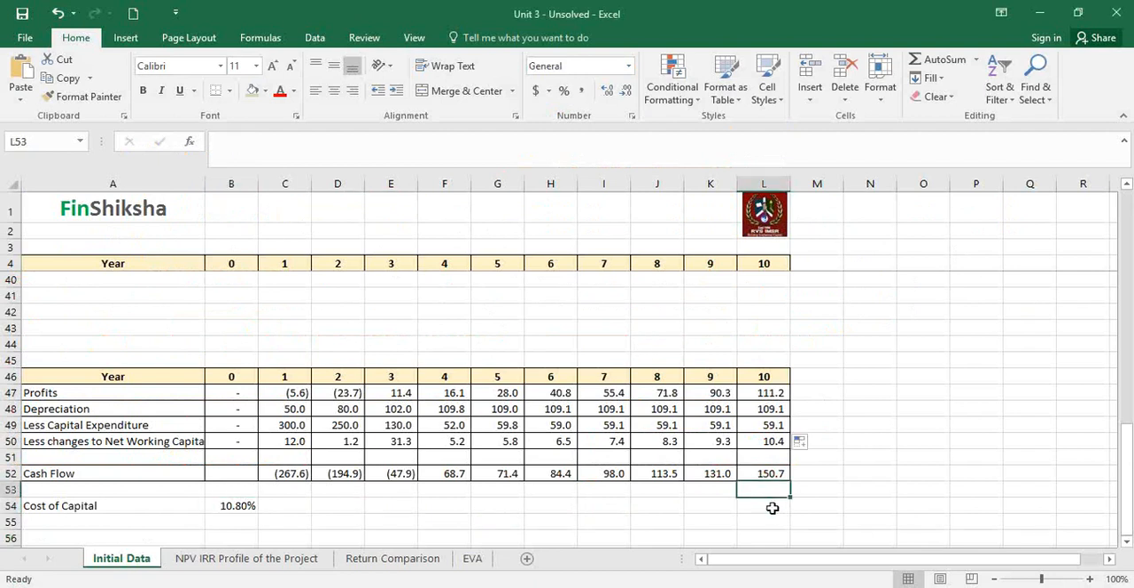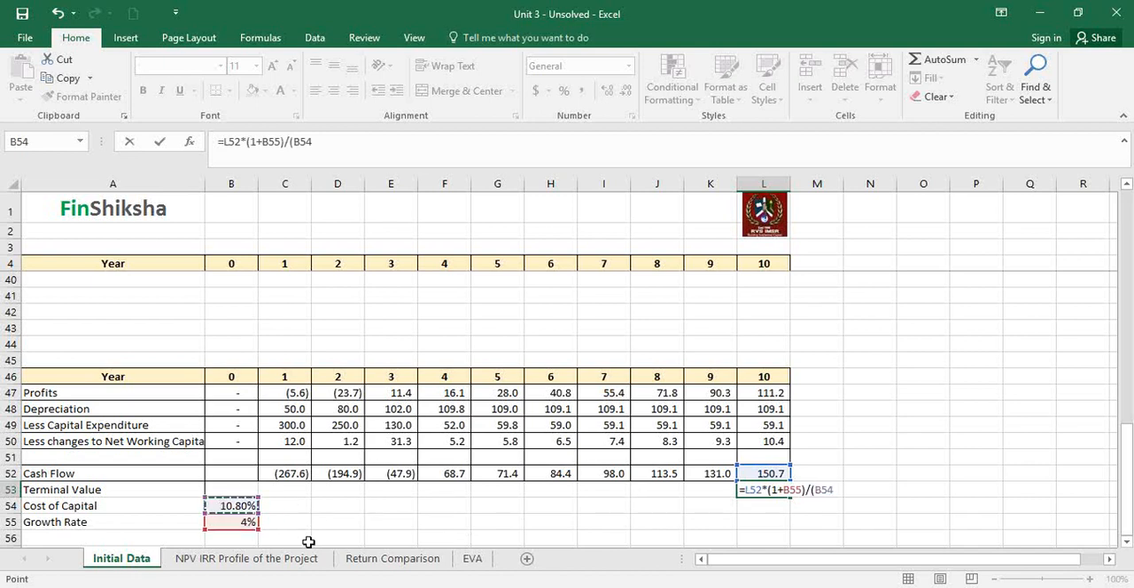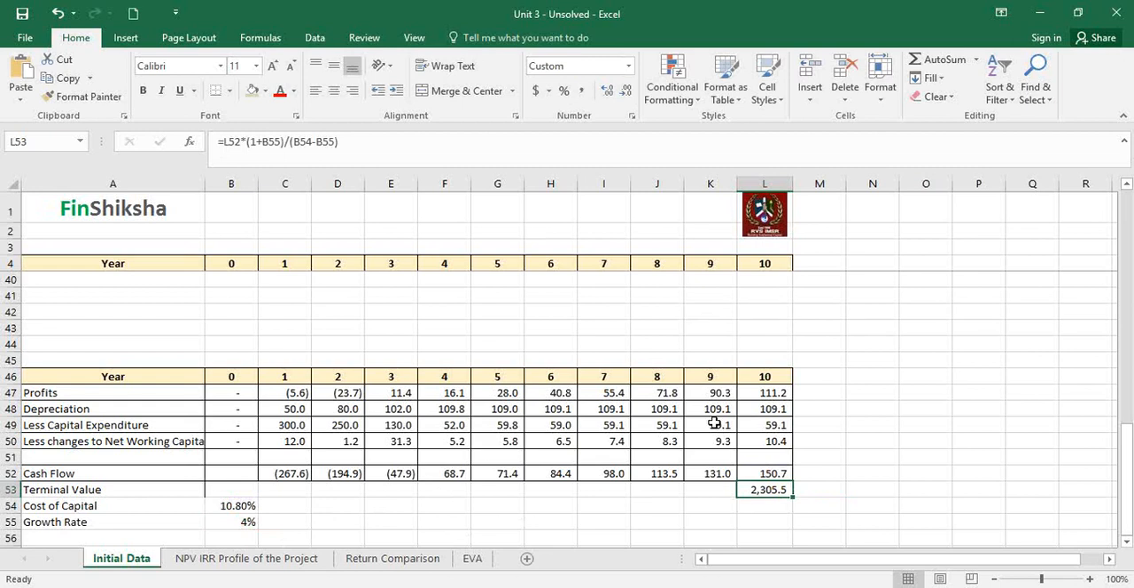Let's go back to the Excel. What we are saying is that here itself, I can put in the terminal value, and that's going to be equal to my last year value. And let's put a steady growth rate number. That's 4%. Remember? So 150 multiplied by 1 plus 4% divided by 10.8 minus 4%. That's my long-term terminal value till infinity, right?